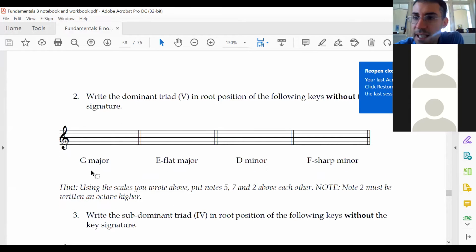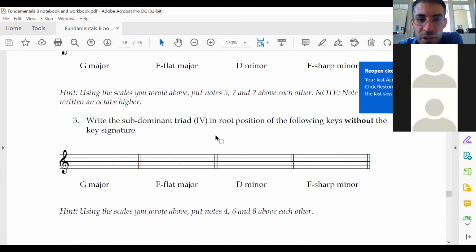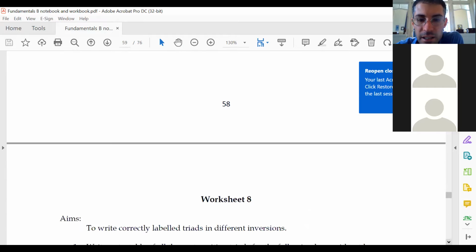Then you'll see the keys stay the same throughout. G major, E flat major, D minor, F sharp. I just asked for different triads. So this time, the dominant triad in root position, okay? And then the subdominant triad in root position. All right. That's easy. You're just writing everything in root position this week. So I want you to concentrate on that and do worksheet 7 for me and then send it back to me. Okay. Now, are there any questions about what we've discussed today?